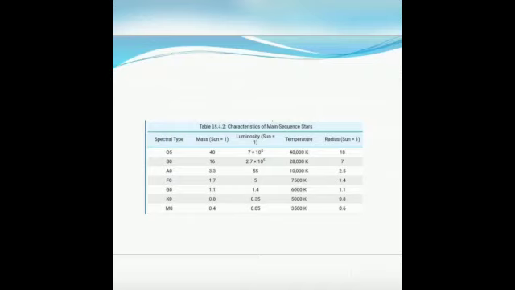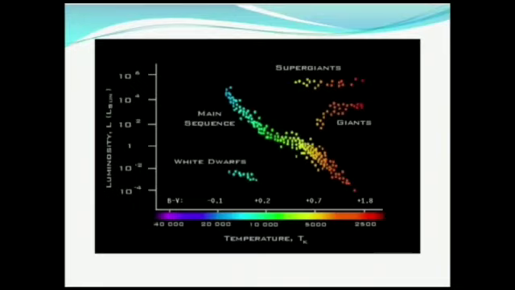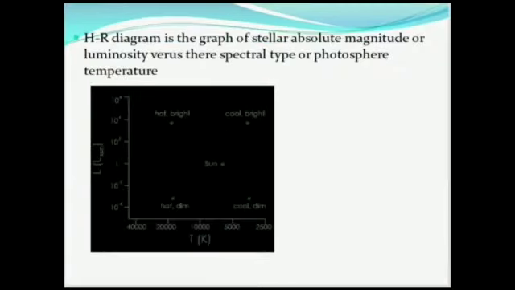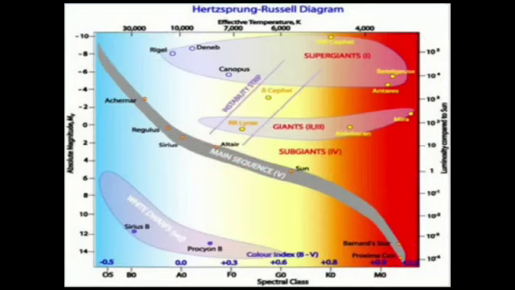And next I invite Anita Raju for the conclusion of the HR diagram. In conclusion, we can say that the HR diagram is a plot of stars showing the relationship between stars' absolute magnitude or luminosities versus their spectral classification or effective temperature. This HR diagram shows a group of stars in various stages of evolution. By far, the most prominent feature is the main sequence, which runs from the upper left to the bottom right of the diagram. The giant branch is also well populated, and there are many white dwarfs.